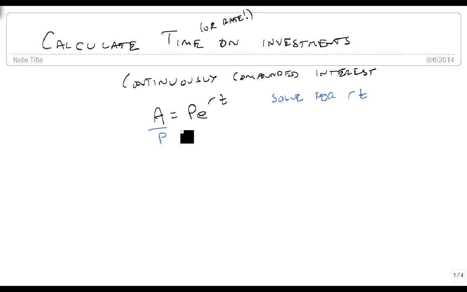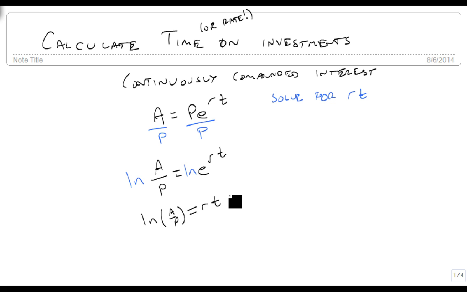So the first thing we've got to do is divide both sides by P. So we've got to get our base by itself. And notice I'm leaving some room here, because my next step is to take the natural log. And I'm picking the natural log because then the natural log and the e cancel each other out. And we get the natural log of A over P equals RT. So whenever I'm asked to calculate for either the time or the rate of a continuously compounded problem, then I can just use this formula.